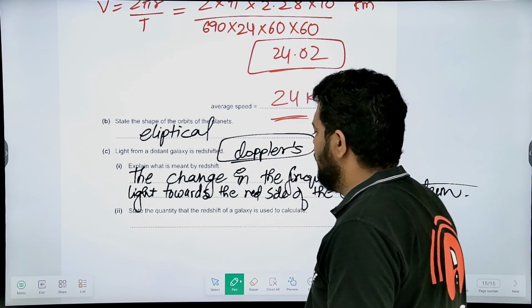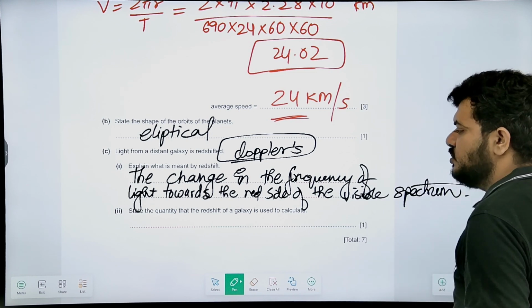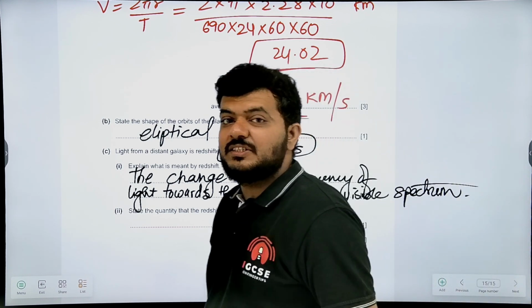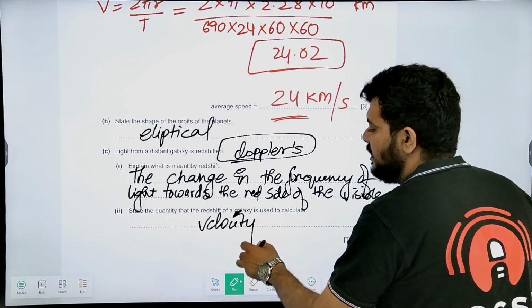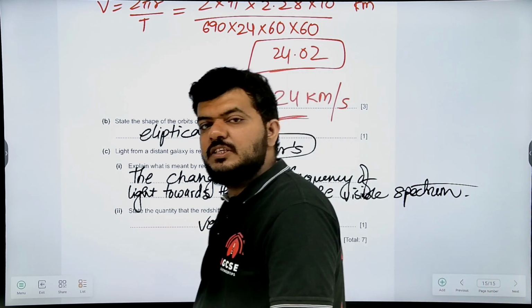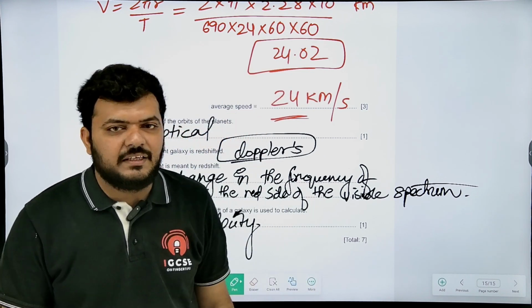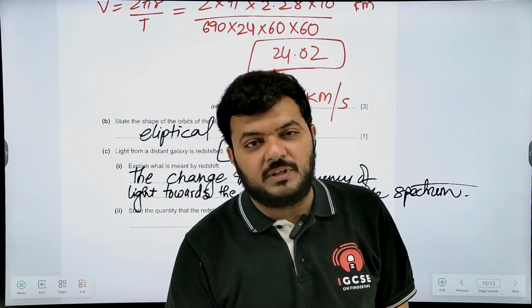State the quantity that the redshift of a galaxy is used to calculate. The redshift of the galaxy can be used to calculate the velocity, the receding velocity of this particular galaxy that is going away from us, right?